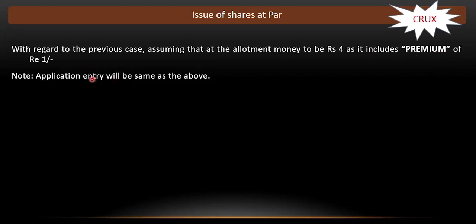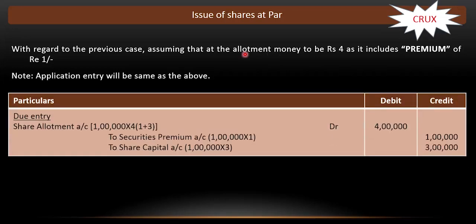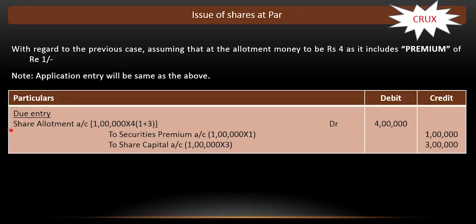Note that the application entry, that is both receipt and allotment of share capital, will remain as it is, because if nothing else is mentioned in the problem, we are assuming that premium will always be collected as part of the allotment stage. Therefore, the entry in this case would be share allotment account, because it's an asset which we are creating, as that much amount is due from the shareholders. 1 lakh shares into rupees 4 per share. Instead of 3, now it has become 4 because there is premium of rupee 1 as well. So 4 lakh is the amount due from shareholders.